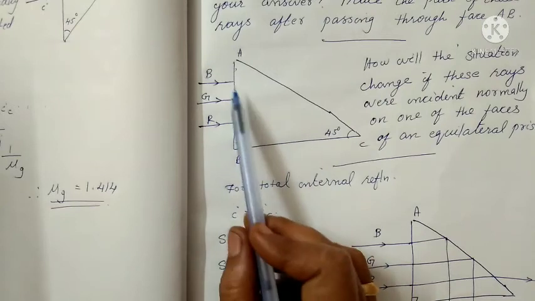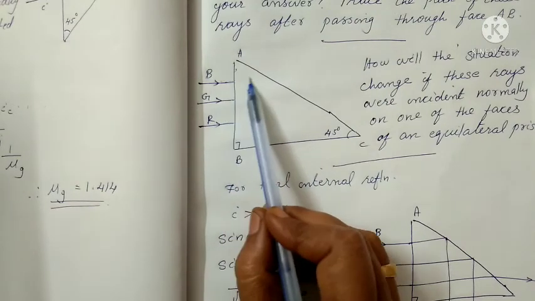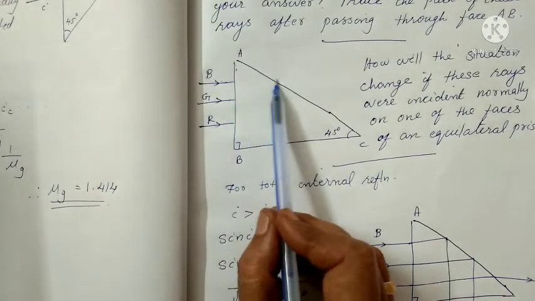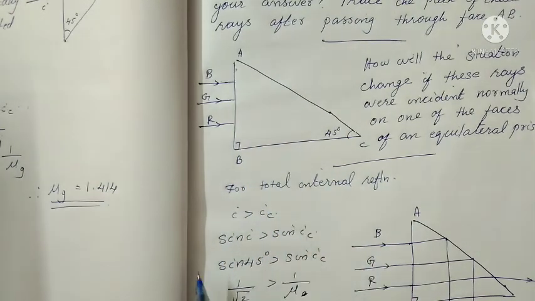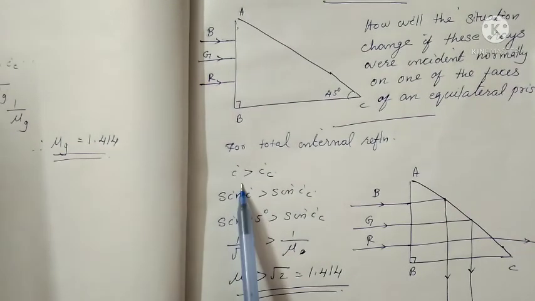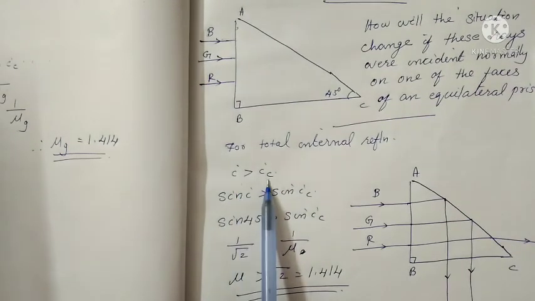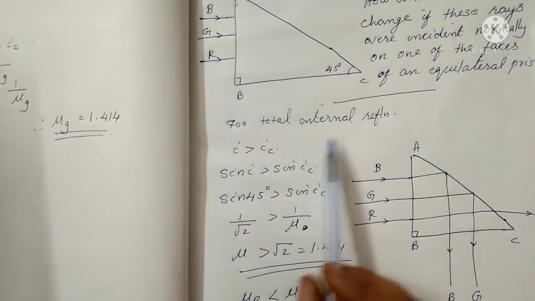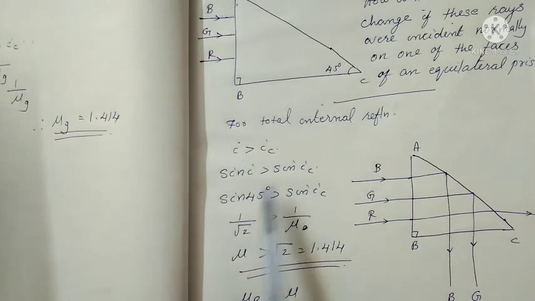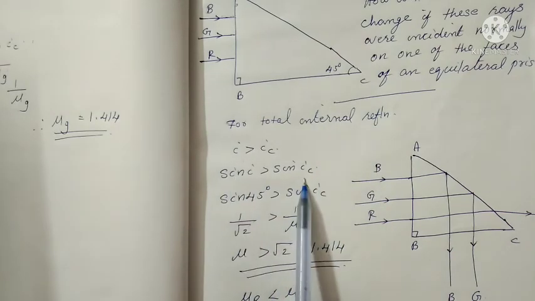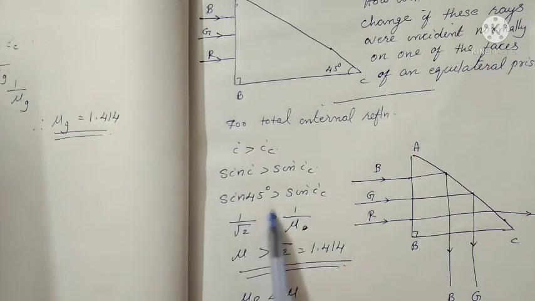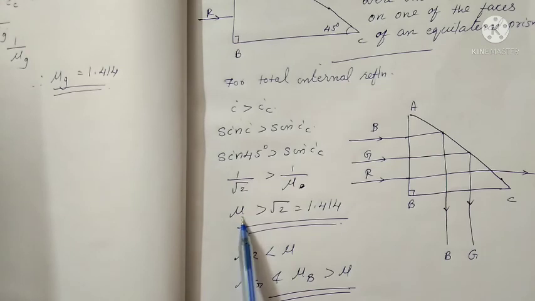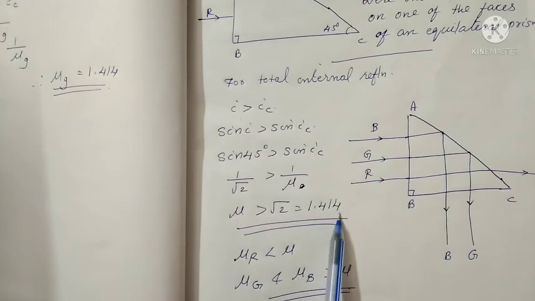What is the angle of incidence? The angle of incidence of these rays is 45 degrees, because here the angle is 45 degrees. That is greater than the critical angle, so we can write i greater than iC. This is the condition for total internal reflection. So sin i greater than sin iC, so sin 45 greater than sin iC. So we get the refractive index of the glass equal to 1.414.